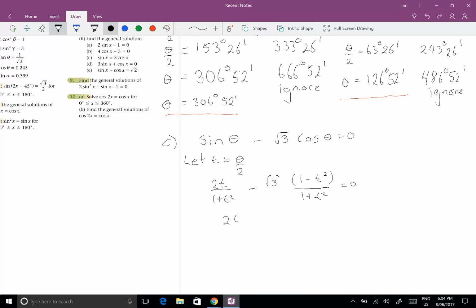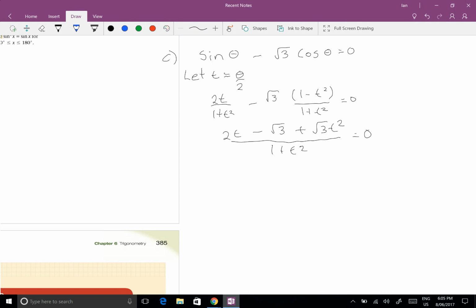Well, that'll give me 2t minus root 3 minus, so a plus, root 3t squared. It's got a common denominator, we can just add it. 1 plus t squared. This is proving pretty easy. That's 0.